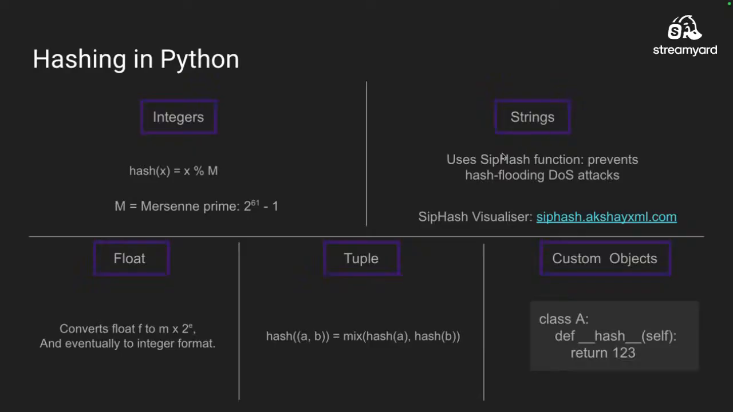It's a bit complicated, but if you want to visualize how the eventual hash is calculated for a given string, you can use this SipHash visualizer, which is at this URL.